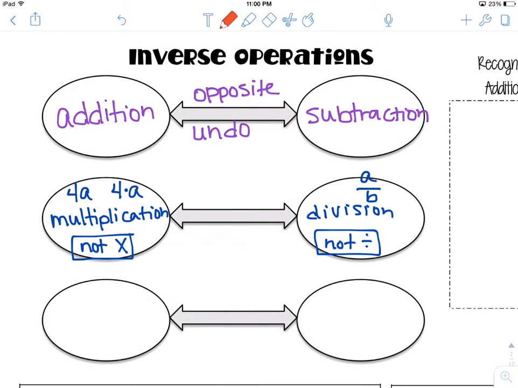Then you have square. So that's any number to the second power or any variable to the second power. And to undo that, you use the square root. So this is what the square root sign looks like. If you put an x squared inside of it, you end up with an x. So the square root gets rid of the squared on the x.